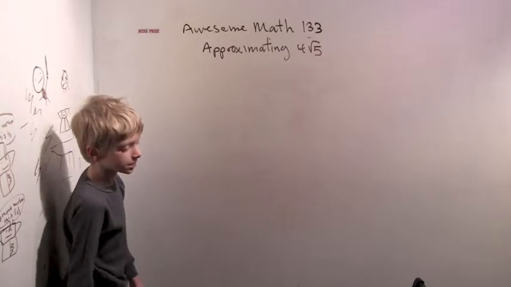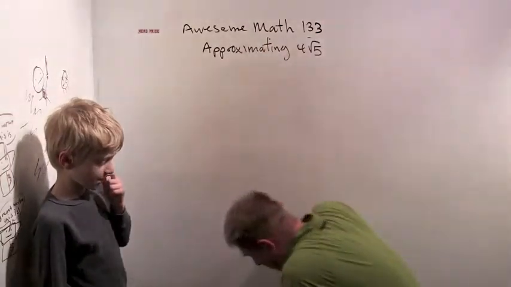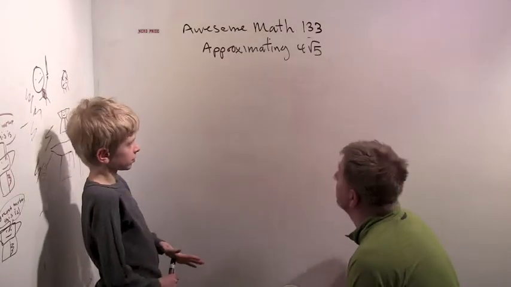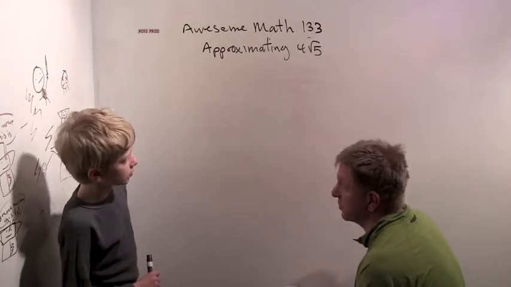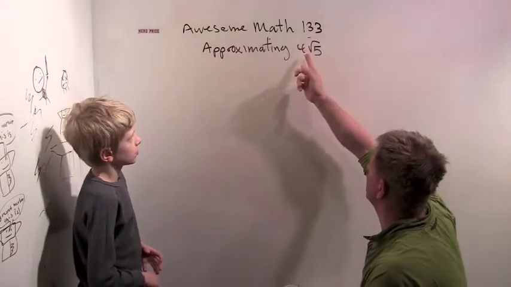AwesomeMath 133. So we were working on this problem in the book today, and it really was giving us fits. Since we were getting close to the dog walk time, we just decided we'd do it for a movie. So we're trying to approximate the square root of 5, and the question was, what's the closest integer to 4 times the square root of 5?